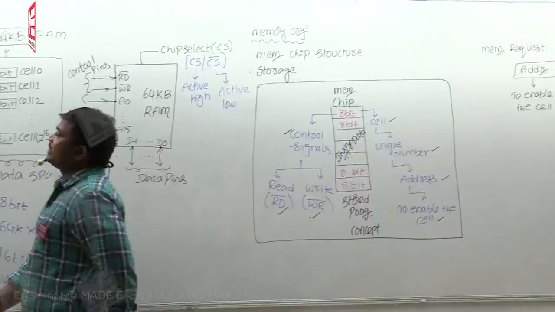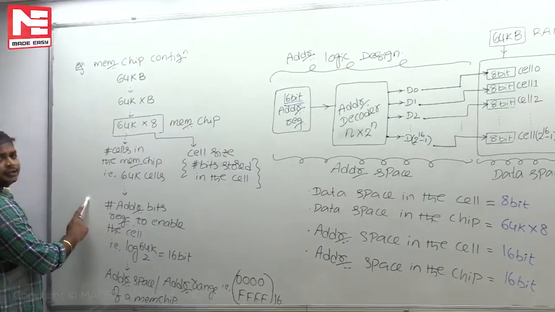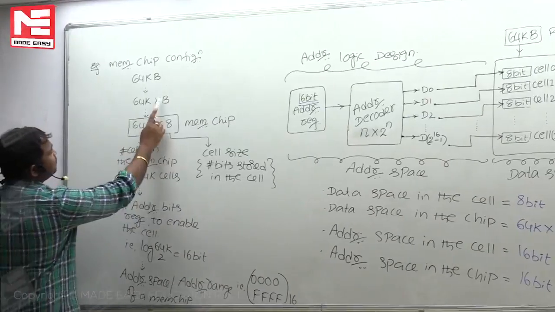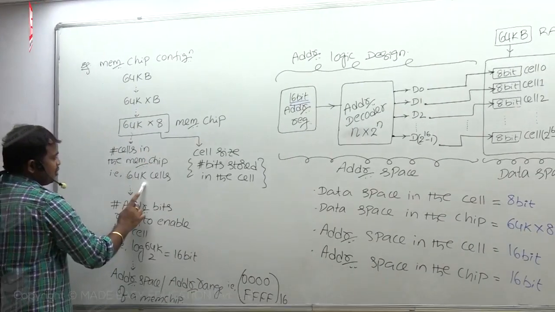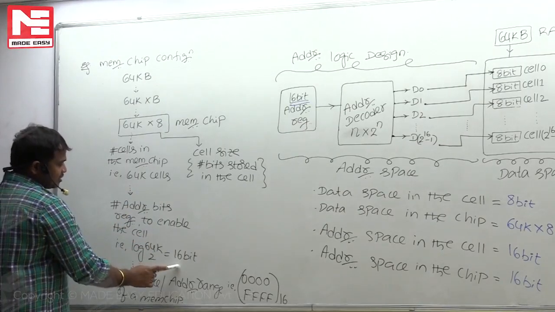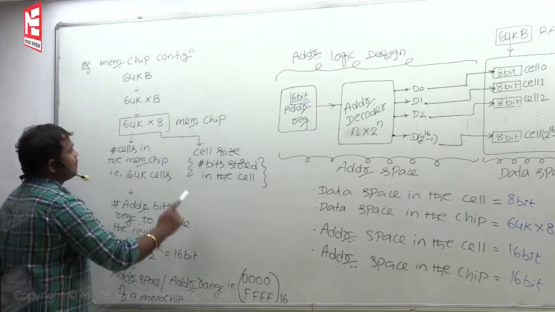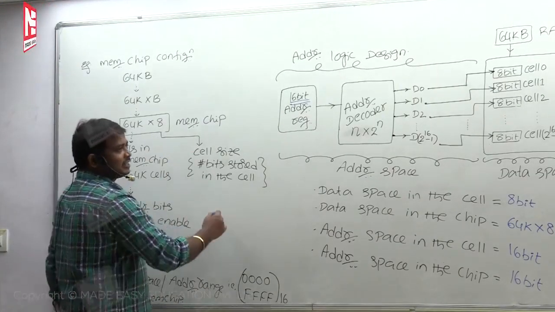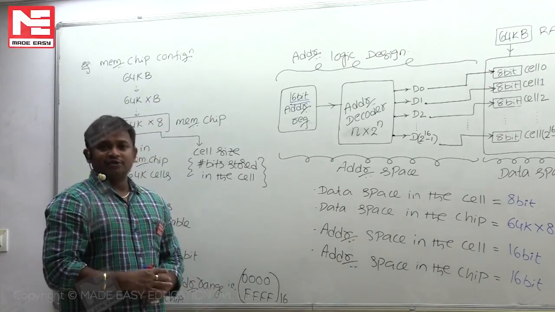Later, when we look at the memory chip configuration, this is the memory chip configuration. See, 64 KB, 64K by 8. The first parameter indicates the number of cells. Based on the number of cells, we can determine the number of address bits. Based on that, we can determine the address space. The second parameter indicates the cell size. So, in the memory chip, we have a data space and address space.